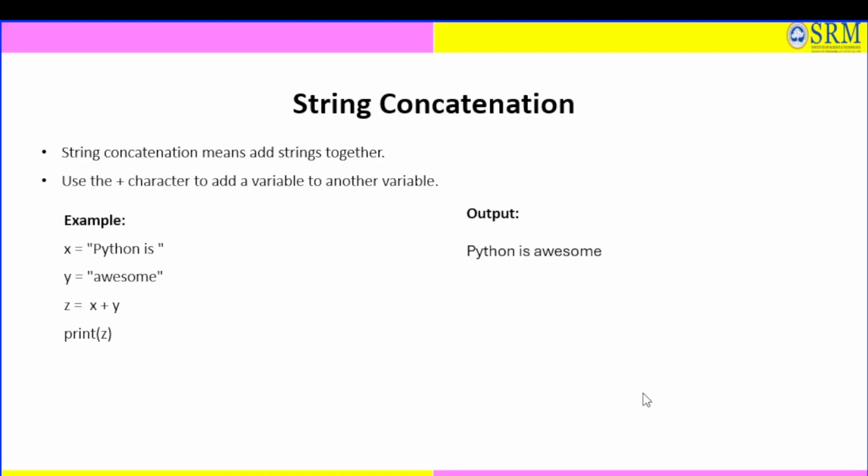Next is string concatenation. Concatenation means just adding two strings together. Let's say one variable has Python is, and the other has awesome. I want to combine them, so I concatenate, that is, add one variable to the other. So x plus y: x has Python is, plus means it is going to concatenate it with awesome, which is in y. The output will be Python is awesome.